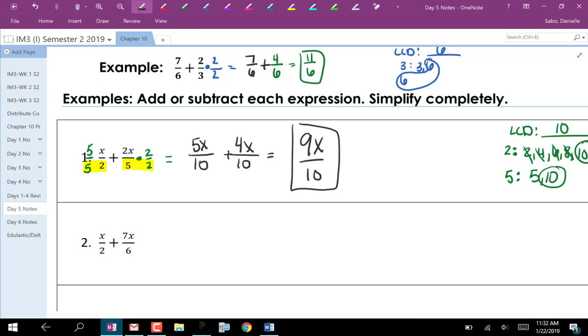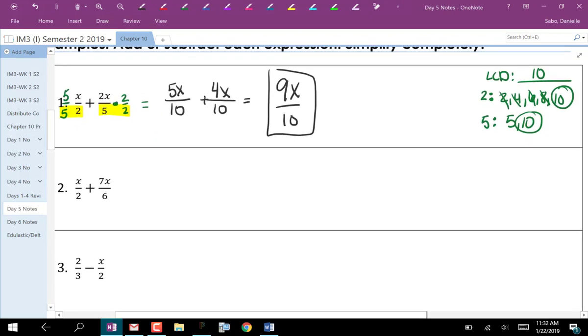Again, I think the hardest part is just getting that LCD if you can't notice it right away. I'm just going to show you again how I would go about this if I didn't know what the LCD was. I'm going to go off to the side and figure out what it is. I'm going to write my 2 and my 6 because of the 2 numbers I'm working with. And then I'm going to list my multiples. So 2 times 1 is 2. 2 times 2 is 4. 2 times 3 is 6.